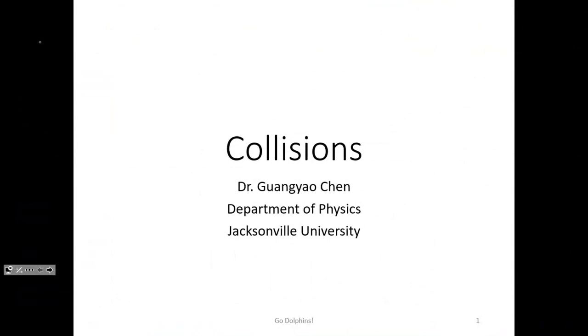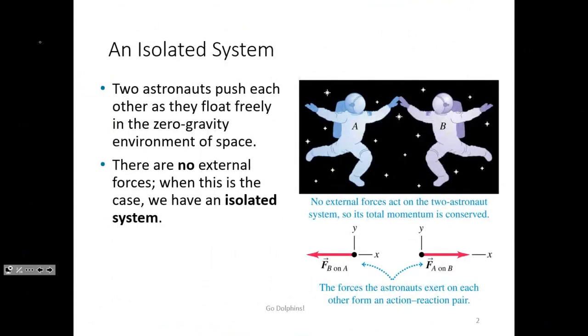So we're going to review collisions in this lecture video. For collisions, we need to understand the difference between external force and internal force. It's very important because we're going to learn that if you have an isolated system, then the momentum is always conserved for the system. Now, what is an isolated system? An isolated system is one where the external force on the system is zero.